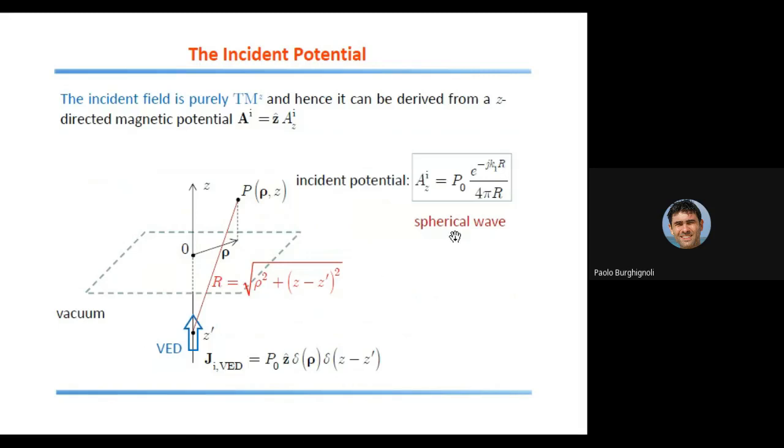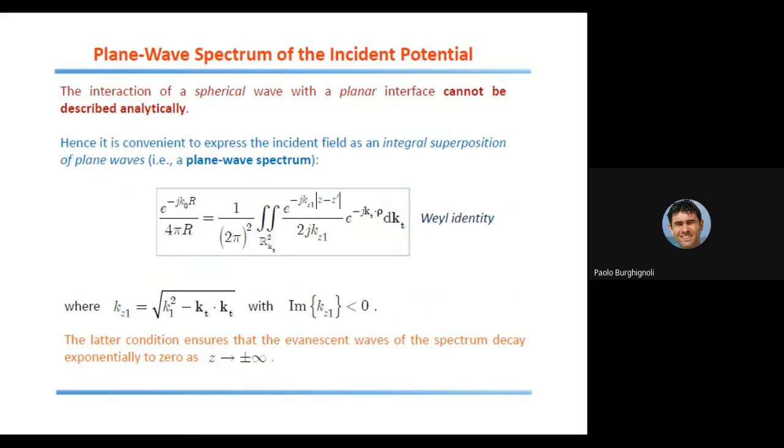It admits a closed form, which is nothing but the free space Green's function for the scalar Helmholtz equation. So we have basically a spherical wave, the exponential e to the minus j k1 R over 4 pi R times the amplitude of the source, p0. Okay. However, this is a spherical wave, and we need to calculate its interaction with a planar interface, something which cannot be done in a closed form.